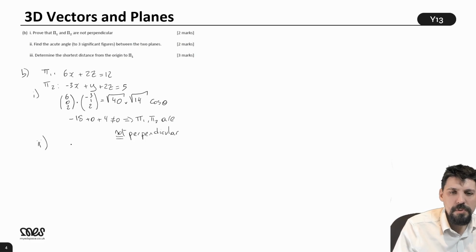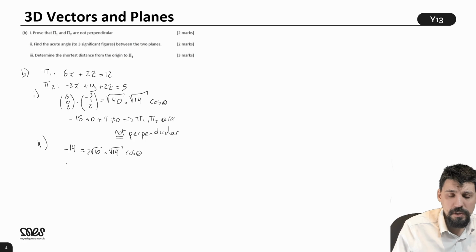So find the acute angle between them. Well, we're just going to finish this. So minus 18 plus 4 is minus 14, is root 40. I suppose we could simplify that. Root 40 is 2 square root of 10, times square root of 14, cos theta. Now we want the acute angle, so we're going to deal with this in a second. But that gives me minus square root of 14 over 2 square root of 10 is equal to cos theta. Now what do we want? Find the acute angle to 3 significant figures between the two planes.